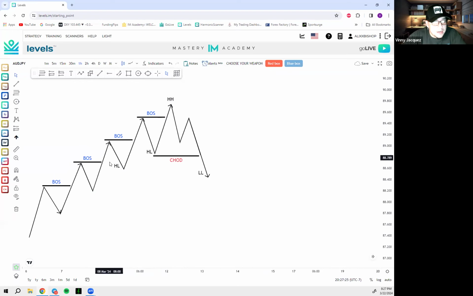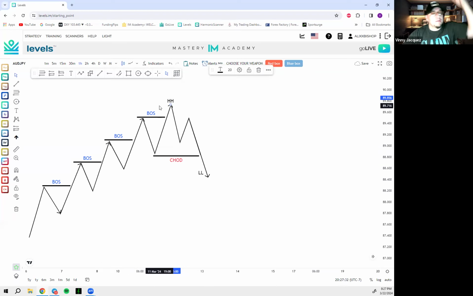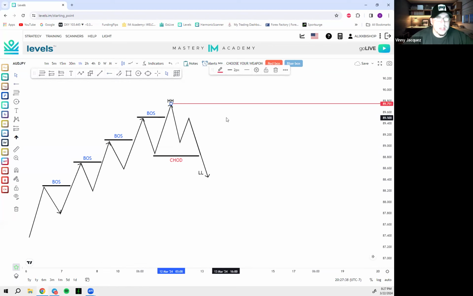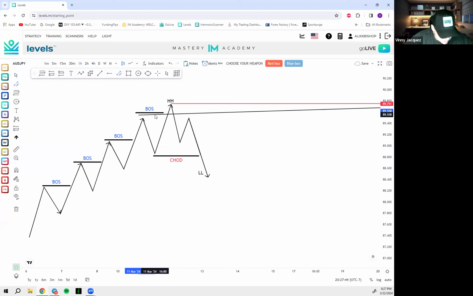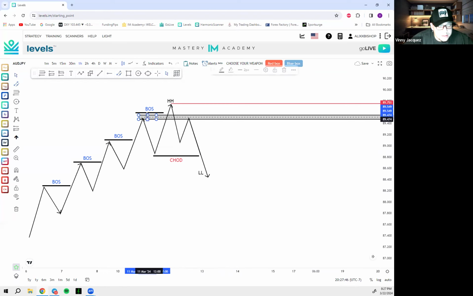Now, let's delete this because I don't like when the chart's cluttered. The higher high, the very last, the highest peak. Market was uptrending. That very last peak of the uptrend, that's your head. That's where your stop loss goes, guys. Now, your shoulder will be the last break of structure. Guys, does this make sense?